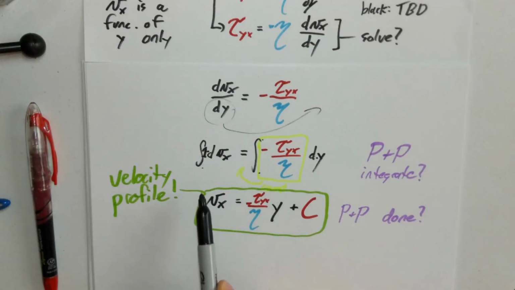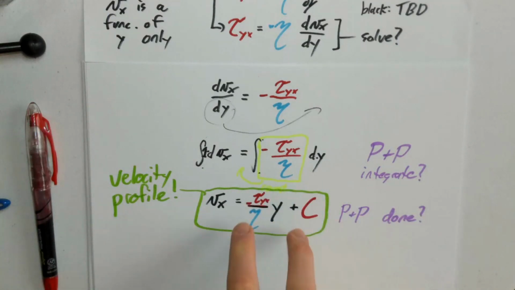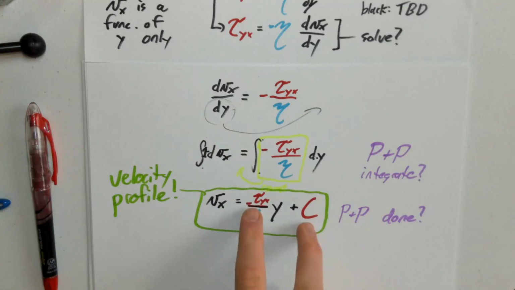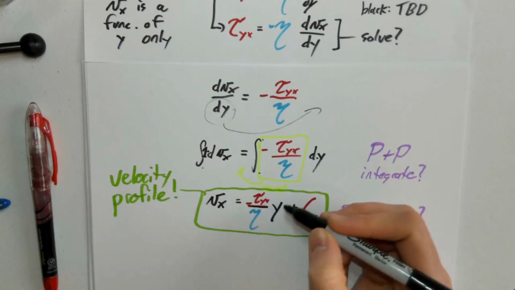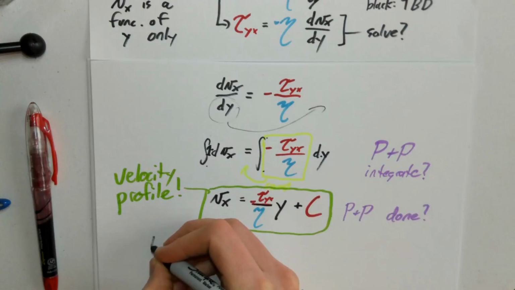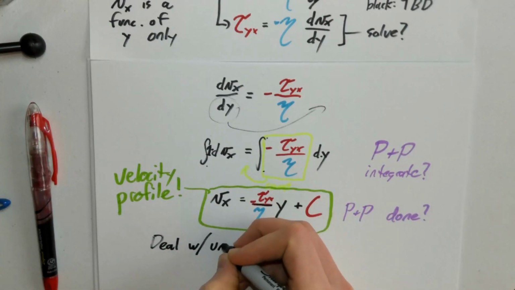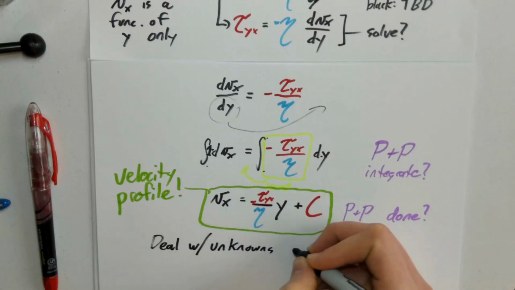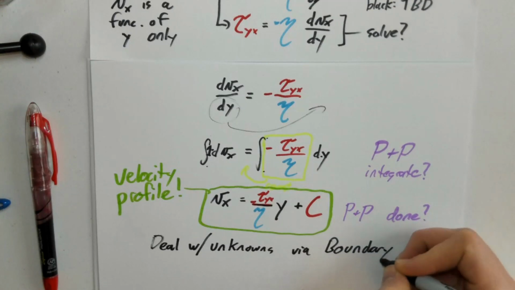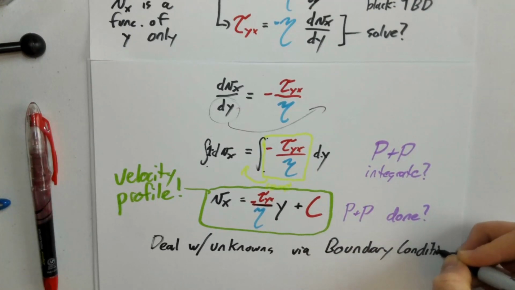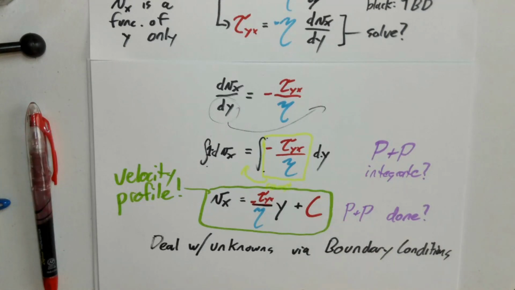So we have the form of the velocity profile, but what might be a little bit tricky about this result is that we still have unknown constants within our velocity profile. So how do we deal with unknown constants, for example, constants of integration or other unknowns within our system? We deal with unknowns via boundary conditions.